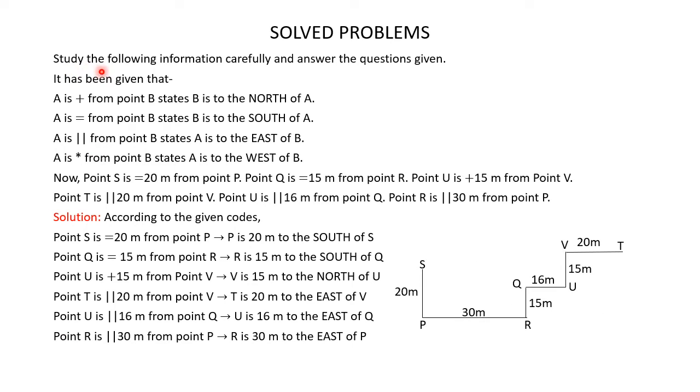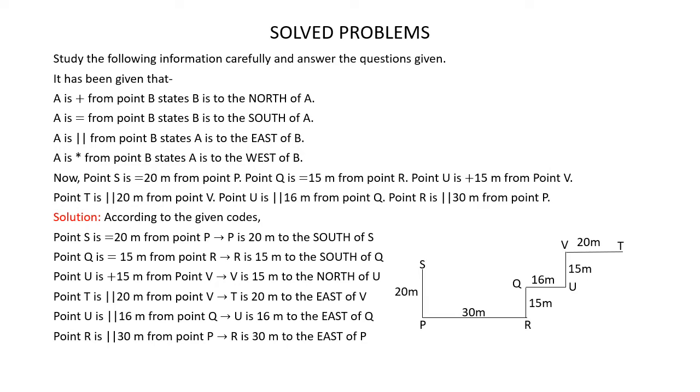Study the following information carefully and answer the questions given. It's been given that A is plus from point B states B is to the north of A. A is equal from point B states B is to the south of A. A is parallel from point B states A is to the east of B. A is star from point B states A is to the west of B.